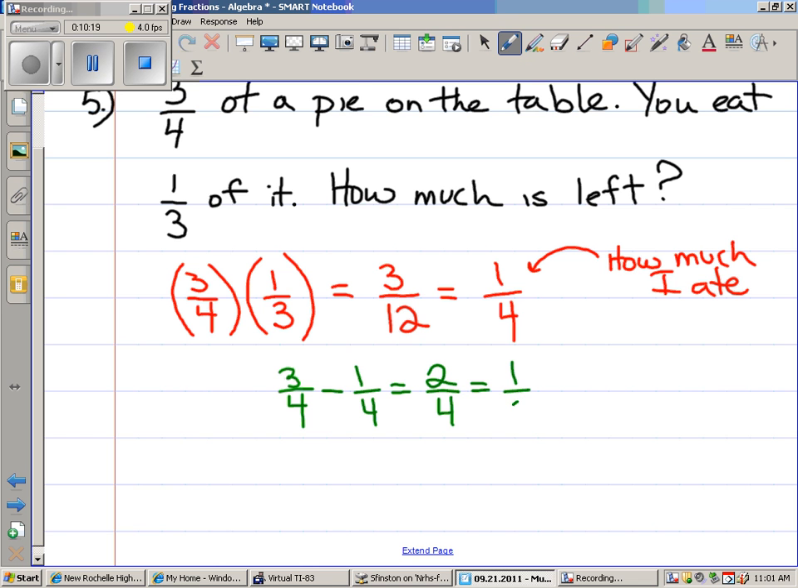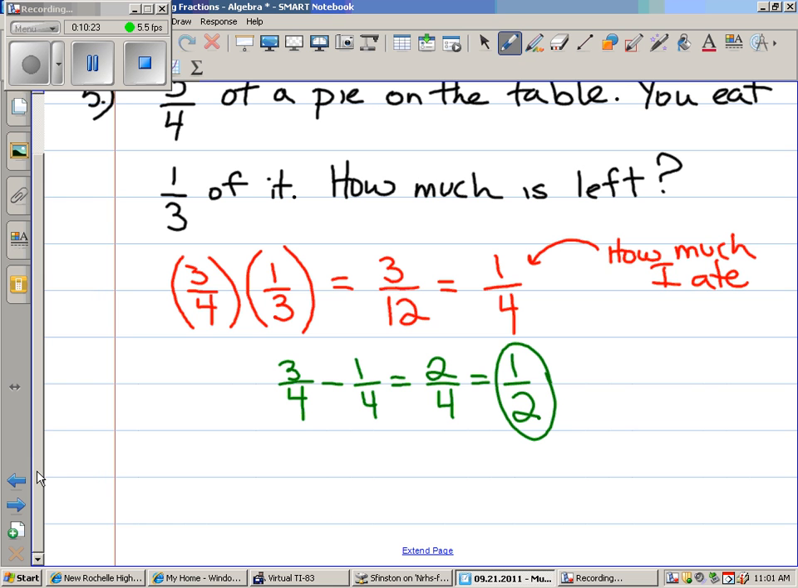Let me show you why you can't just subtract straight off the bat. It tells you that you have 3/4 of a pie. Suppose you try and subtract away the slice that you ate, that being 1/3. That's not what the directions say. The directions say you ate 1/3 of 3/4, not that you ate a slice the size of 1/3. So you can't just subtract these two straight off the bat. That's why that will not work.